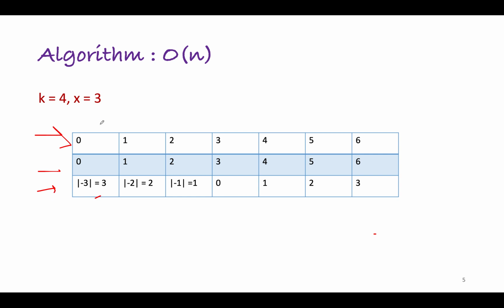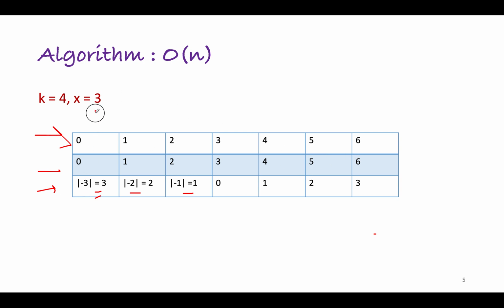So 0 minus 3 is minus 3. I have taken the absolute value, it becomes 3. 1 minus 3 is minus 2, it becomes 2. 2 minus 3 is minus 1, it becomes 1. 3 minus 3 is 0. 4 minus 3 is 1. 5 minus 3 is 2. 6 minus 3 is 3.